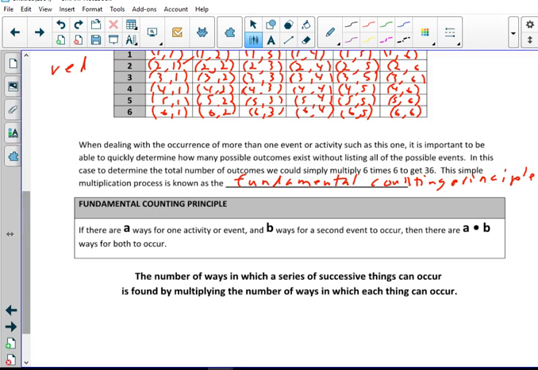So, if there are A ways for one event and B ways for the other event, there's A times B for both to occur. The number of ways in which a series of successive things can occur is found by multiplying the number of ways in which each thing can occur.